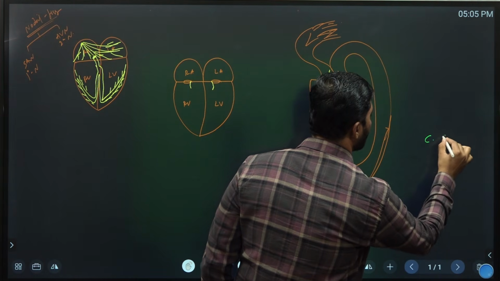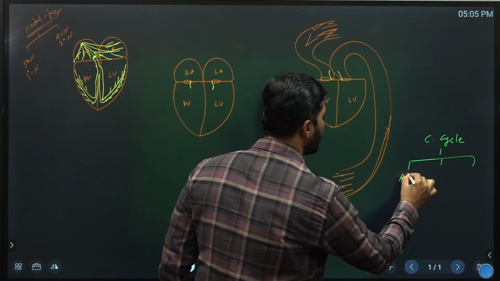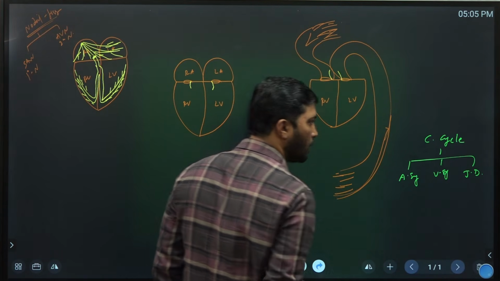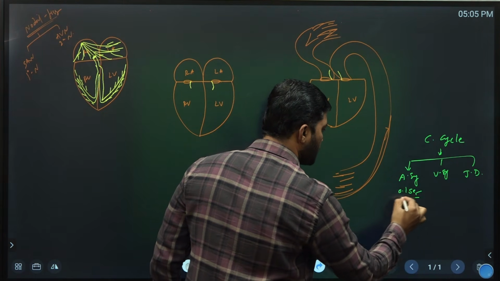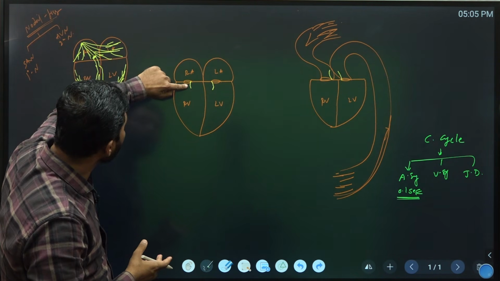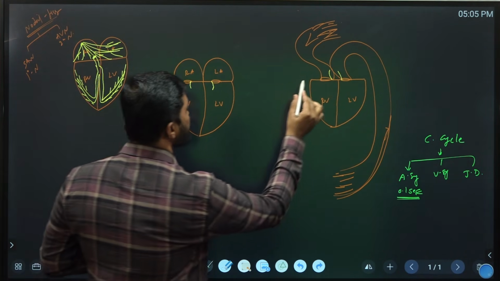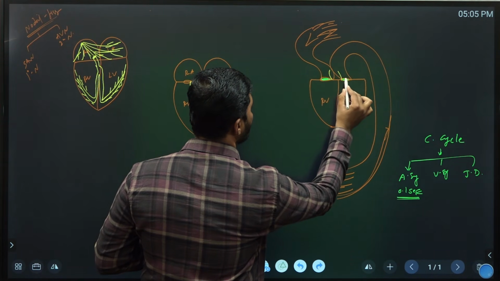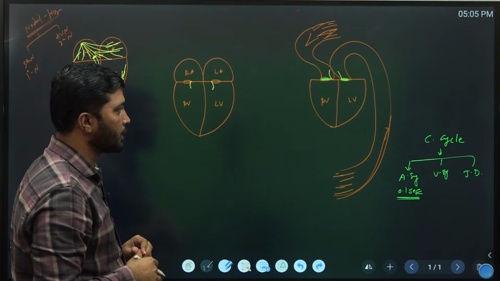The cardiac cycle includes three activities: auricle systole, ventricle systole, and joint diastole. First, auricle systole, 0.1 second. And before the auricle systole, what happens? The tricuspid and bicuspid valves are in open position, whereas the semilunar valves are closed. That is the first important note.